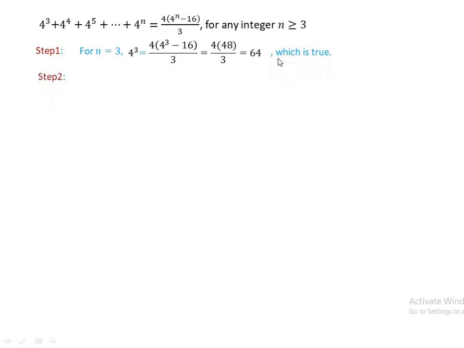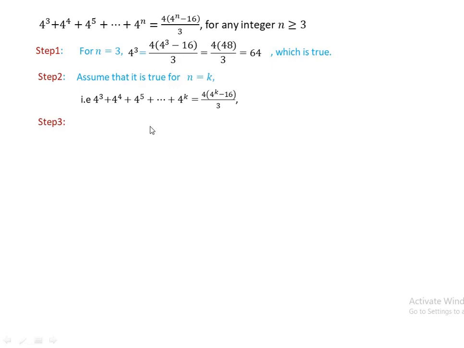Step 2. Assume that it is true for n equals k. That is, 4 to the power of 3 plus 4 to the power of 4 plus 4 to the power of 5 plus ... plus 4 to the power of k is equal to 4 times (4 to the power of k minus 16) the whole over 3.